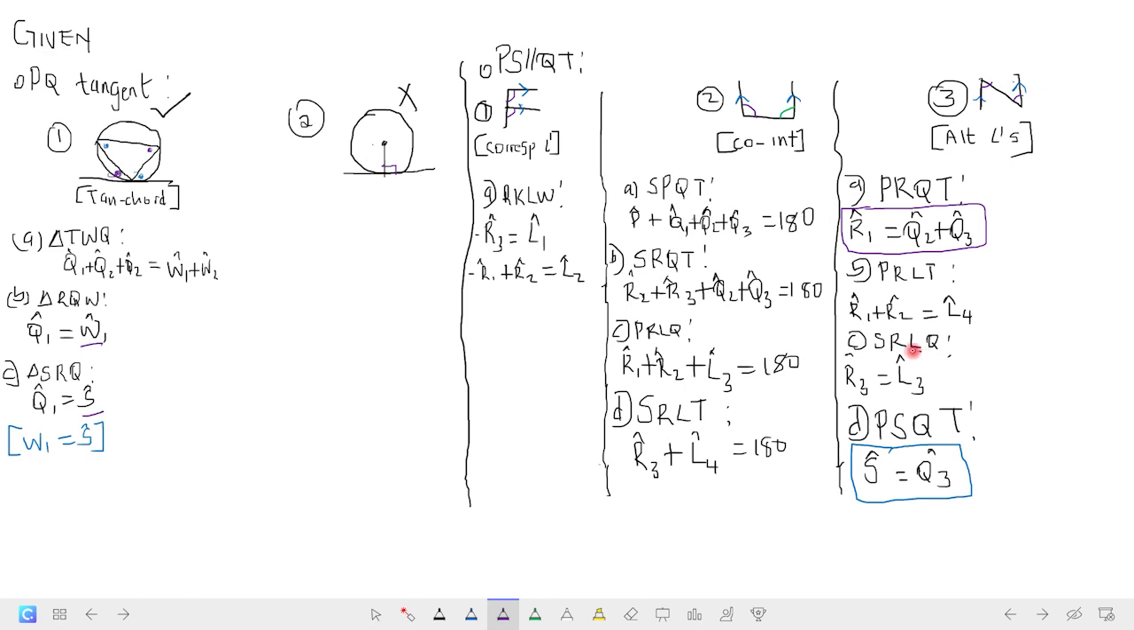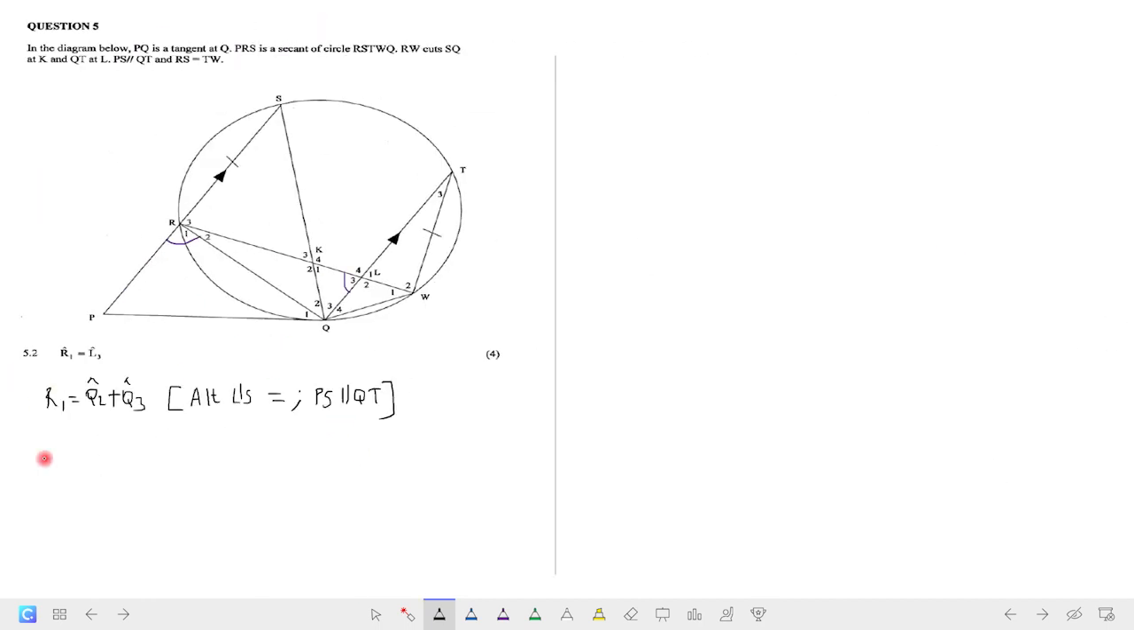They said L3 is the same as R3, same thing, alternate angles. So basically, we're going to go back there and say L3 equals R3. Now we want to simplify L3 in such a way that we get what? Q3 and Q2, right? Q2 plus Q3. So here we're starting off: alternate angles equal, again PS parallel to QT, right? So now we know what L3 is, it is QT.